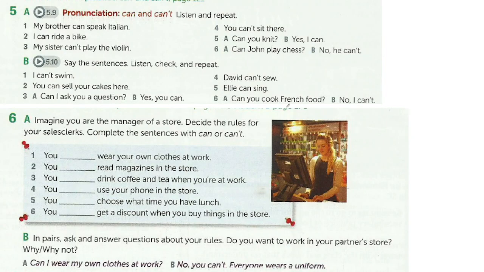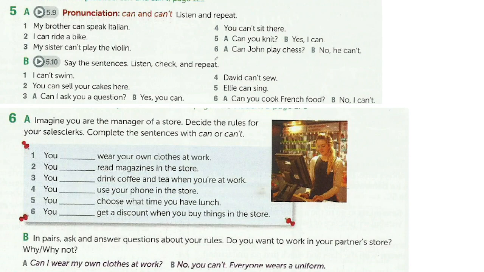Good. Okay, and here we have some pronunciation exercise before we continue with the next part of the book. Listen and repeat how these sentences, including can or can't, are pronounced. Number 1, my brother can speak Italian. I can ride a bike. My sister can play the violin. You can sit here. Can you knit? Yes, I can. Can John play chess? No, he can't.